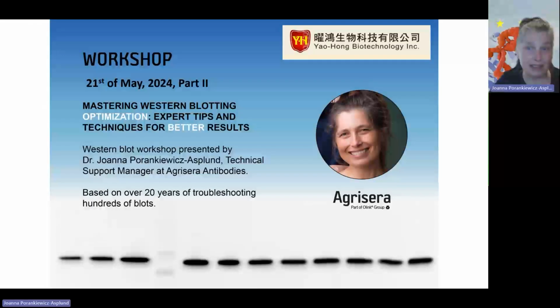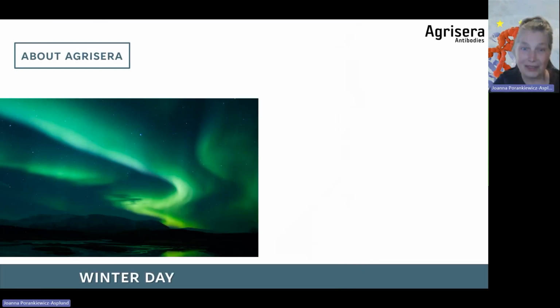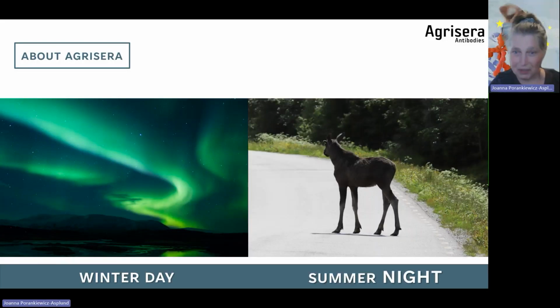As maybe some of you did not participate in part 1, I will just shortly remind you about where we are located. So in the winter, we enjoy the beautiful northern lights because we are located quite far up north. And in the summers, we have constant days. So a summer night looks like this, and the winter day is a little bit dark.